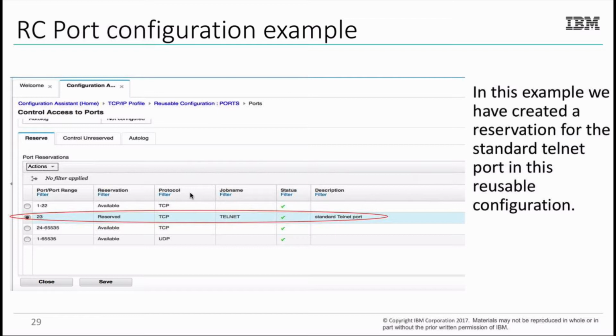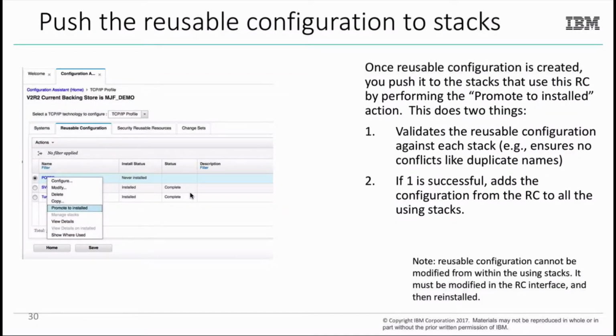Ports 1 to 22 are available. All the ports above 23 are available. All the UDP ports are available, but I've created a reservation for the standard Telnet port. Now, like I said, this is a common configuration that's going to be shared to multiple stacks. So my next step is to push it to multiple stacks.